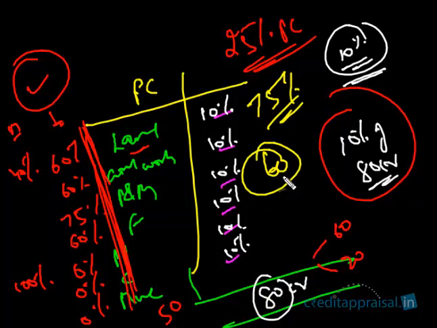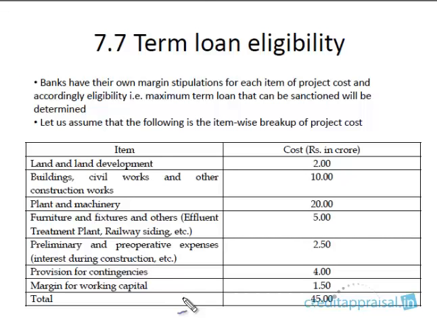Since 75% is 60. So the bank might say that in case of very large projects, and that is usually not the case. Usually banks will stipulate item-wise margin. For each item it will have a separate margin. It will calculate what is the maximum amount we can give for land, what is the maximum amount we can give for civil works, and finally they will add up and arrive at what is known as the term loan eligibility.